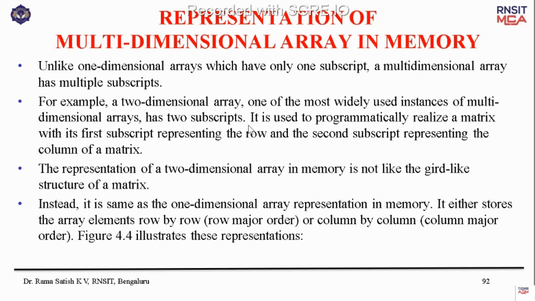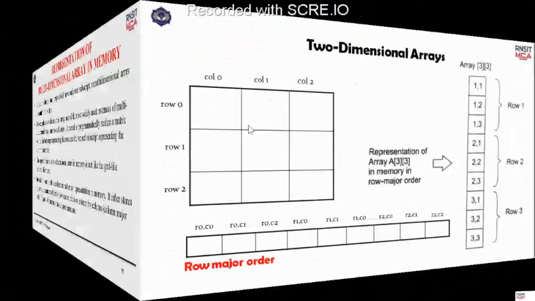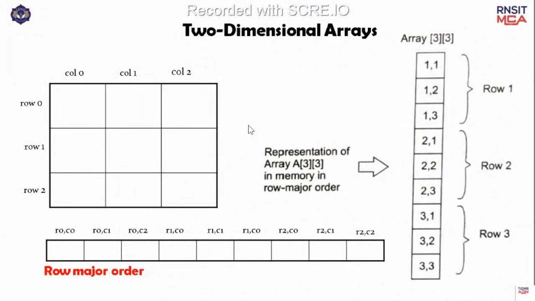Some of the compilers use column major representation. Some use row major representation. Row major representation is nothing but row by row data storage, and column major is column by column data storage, allocating array elements column by column. So let us look into the diagram, figure 4.4. Suppose you have imagined a 3 cross 3 matrix, which has 3 rows and 3 columns. Observe here very carefully.